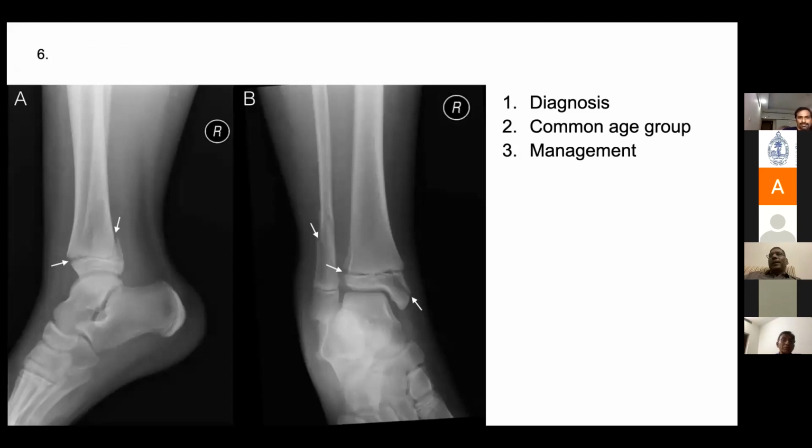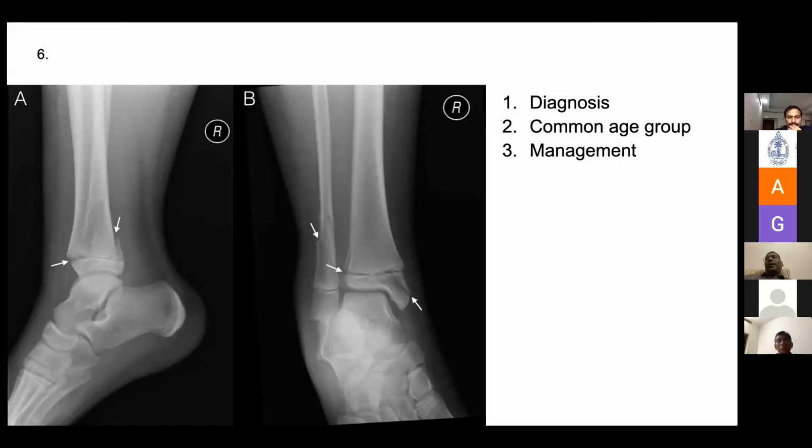So what is the diagnosis, the common age group and the management? Yes, someone can quickly chip in with the answer. Tillaux fracture. Triplane fracture of the distal tibia. Yeah, good. It's a triplane fracture.